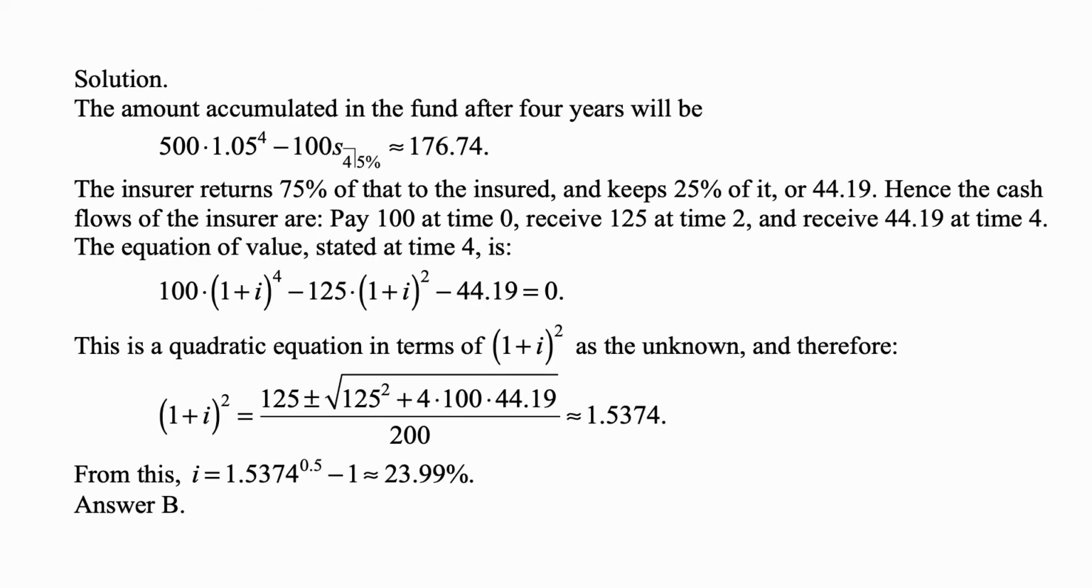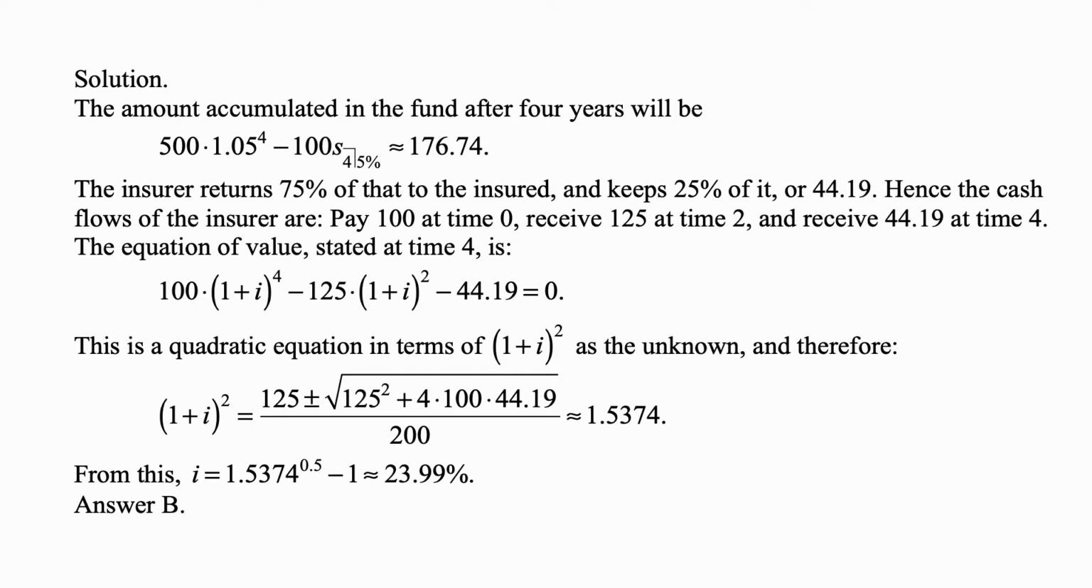And here's the solution. So the amount accumulated in the fund after 4 years is $500 accumulated at 5% over 4 years, minus $100 accumulated as an annuity immediate over 4 years at 5%, and that is equal to 176.74. The insurer returns 75% of that to the insured and keeps 25% of it, which is approximately 44.19.